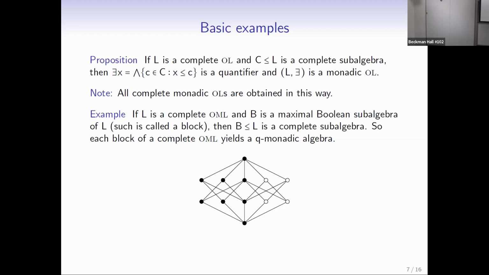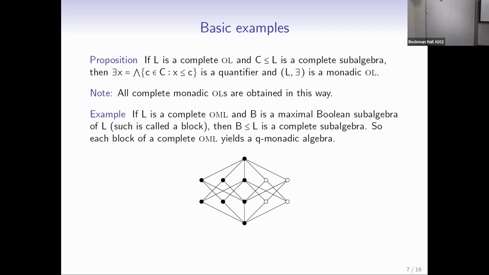Then for anything in L, I can just take the meet of the things in C above it. And this will be in C, and this gives you a quantifier on L, and that's a monadic ortholattice. All complete monadic ortholattices are obtained this way. So complete monadic ortholattices are really the same thing as giving a pair consisting of a complete ortholattice and a complete sublattice of it.